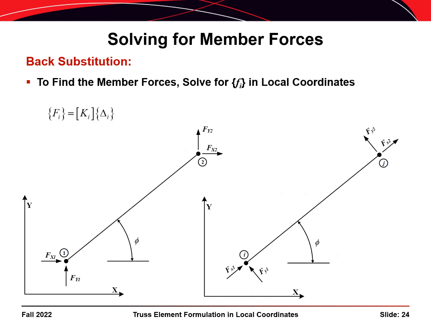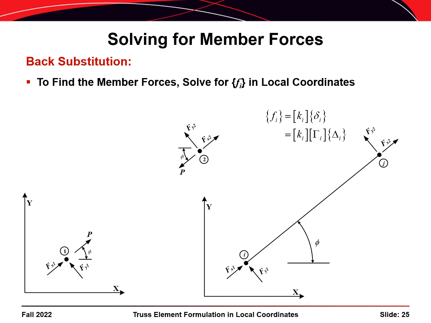Alternatively, we can transform the member end actions from the global coordinate system to the local coordinate system, using this relationship that we derived earlier, where lowercase f is the end actions of the member in the local coordinate system. We can again use a free body diagram of either of the two nodes at the ends of the member and solve for P as a function of either f sub x2 or negative f sub x1, as is shown here.